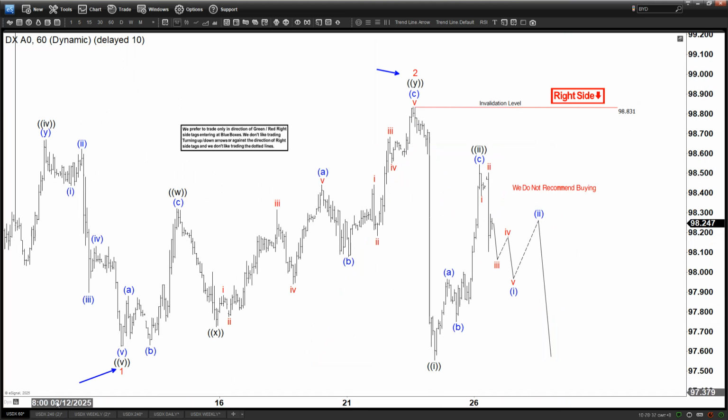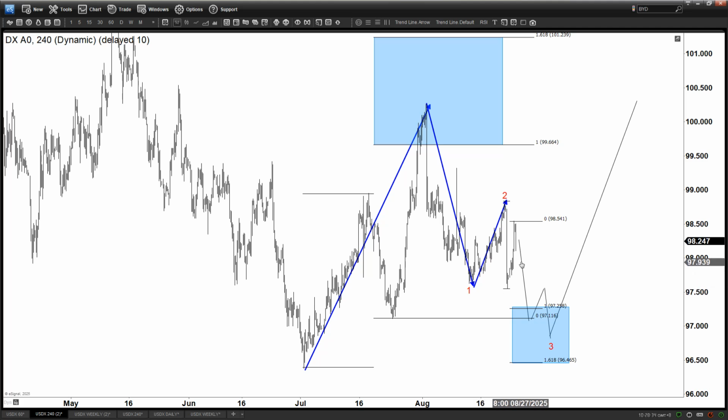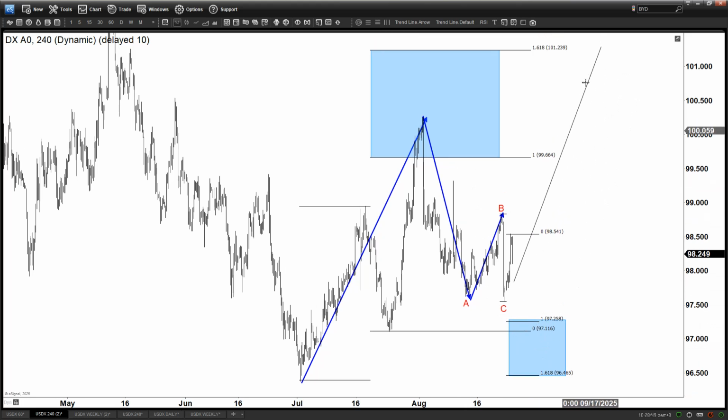Okay, now the second alternate is the following. So you also got a B, but then the C is truncated. The C is truncated here. So in that case, you are not going to go down, and it's just going to go up right away like this, right? So you finish ABC, this is W, this is X, and then you're going to be looking for more upside.